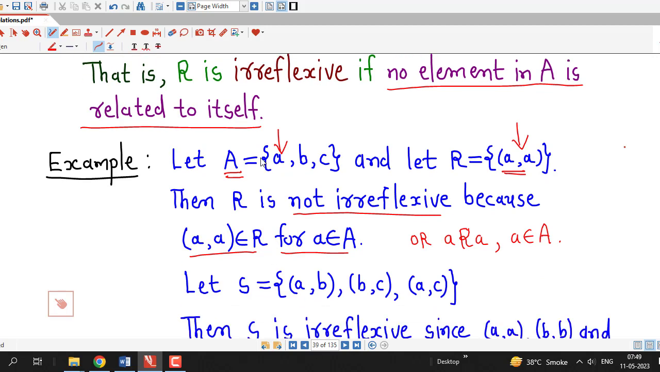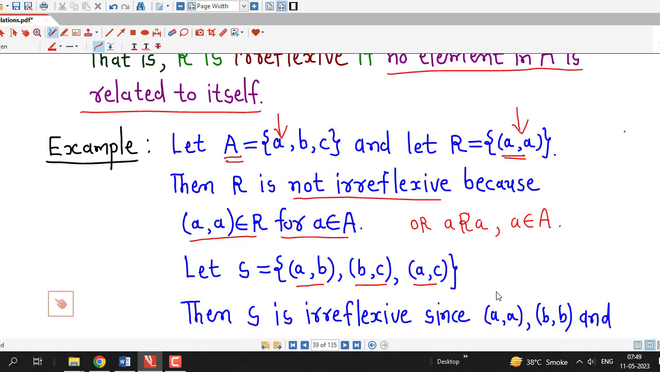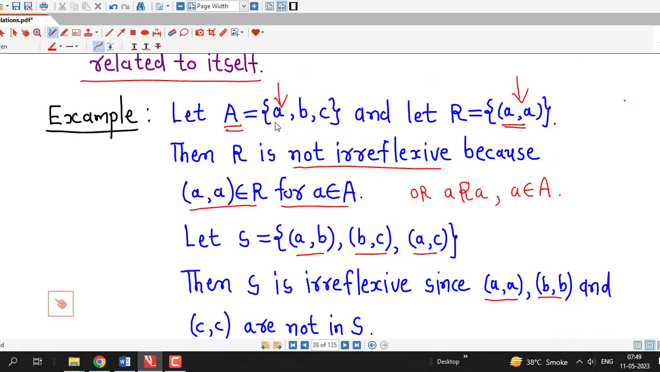We have taken another relation on the same set denoted by capital S. It has these three ordered pairs, and we can see that we have three elements in the given set. a is not related to a because (a, a) is not present in S. Similarly, (b, b) is also not present in S and (c, c) is also not present in S. In other words, no element of set A is related to itself by the relation S. Therefore, this relation S is irreflexive.